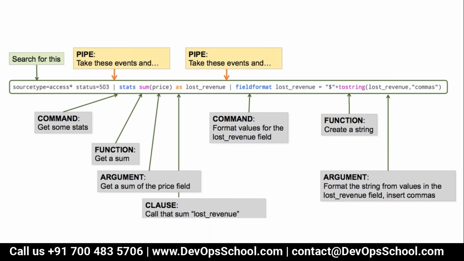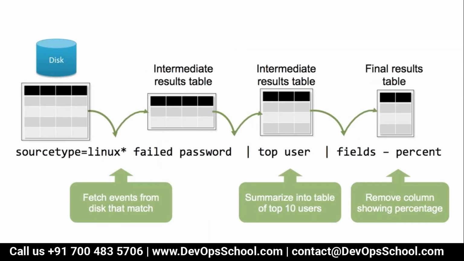On top of that, again you do some calculations. Here you see again you use a pipe and then again a command, and then you are manipulating the lost revenue field. You add a dollar sign, convert it with tostring, separated by commas. So again you see the pattern here: search terms, pipe, command, function, argument, and clause. This is the pattern we have to use across searching in Splunk.